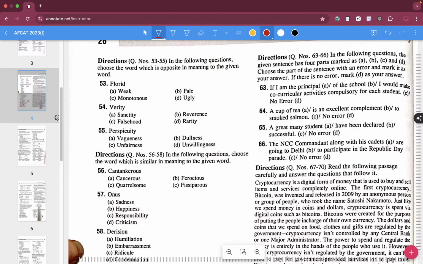So, if I am the principal of the school, the wrong usage is over here with am. The correct usage should have been were. So that's why A is the correct answer for this particular question, folks. The next one we have.